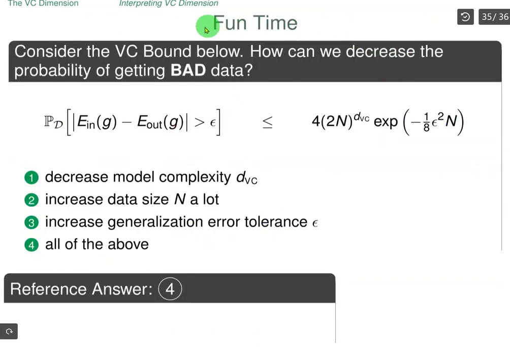Let's take another interesting example. Consider the VC bound given below. The question is, how can we decrease the probability of getting bad data? Shall we decrease the model complexity, increase data size, increase generalization error tolerance, or all of the above? So the correct answer is here. All of the above choices will decrease the probability of getting bad data.